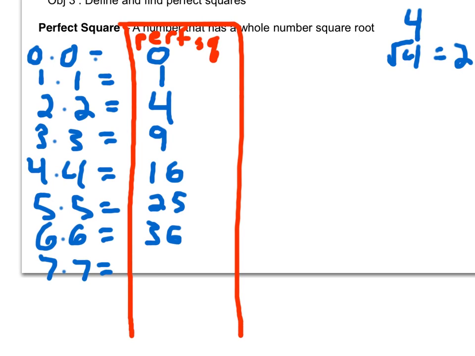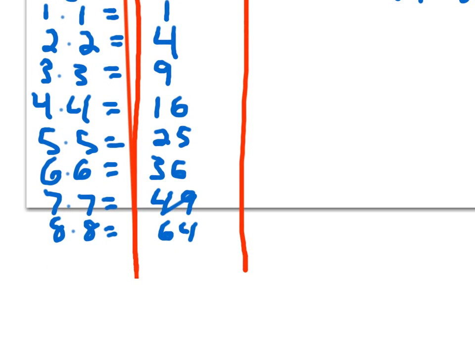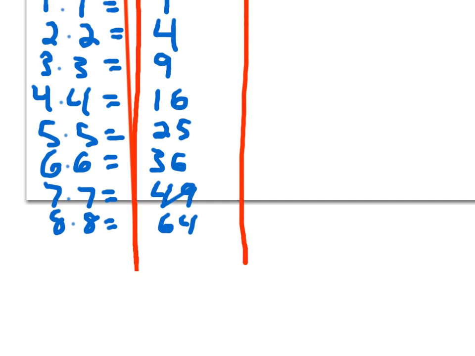7 times 7 is 49. So 49 is a perfect square. 8 times 8 is 64. 64 is a perfect square. Okay, 9 times 9 gives me 81. So 81 is a perfect square number. And 10 times 10 gives me 100. So 100 is a perfect square.